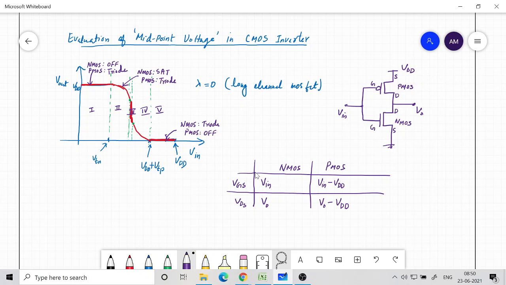Similarly, in region 4 it is just the opposite way. You have NMOS in triode and PMOS in saturation. Now the middle region, which we are going to look at very soon, has both NMOS and PMOS in saturation.